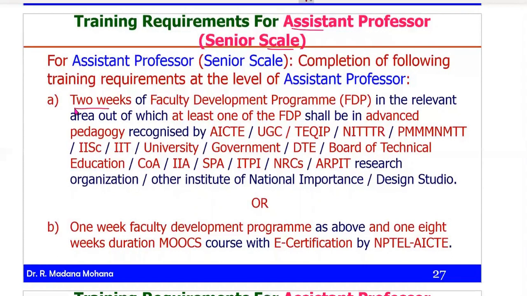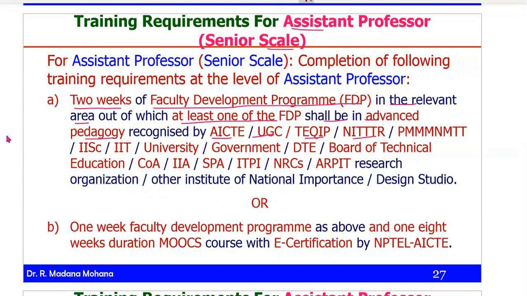The first condition is 2 weeks of faculty development program in the relevant area, out of which at least one FDP shall be in advanced pedagogy, recognized by AICTE or UGC or TechUp or NITTTR and so on. As per the institution, if it is a pharmacy institution, some regulatory bodies; for engineering, for management, for MCA, recognized by all these. So, 2 weeks of faculty development program in the relevant area.